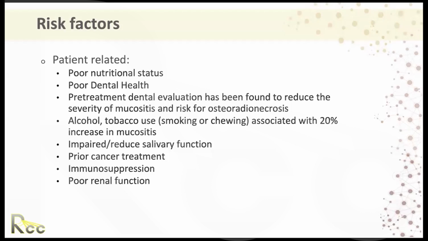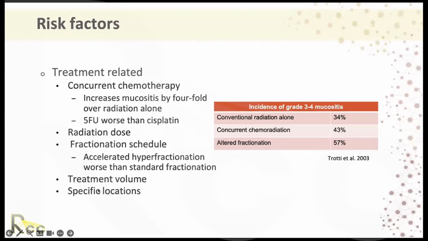Other things that can come into play: immunosuppression. Patients who have underlying hematologic dyscrasias or other conditions can be impacted by this. And then certainly kidney function is another thing that can play a role in mucositis for patients. Again, there are the things that we talked about: concurrent chemotherapy, with 5-FU being worse than platinum. Another thing that directly impacts this from radiation is radiation dose.